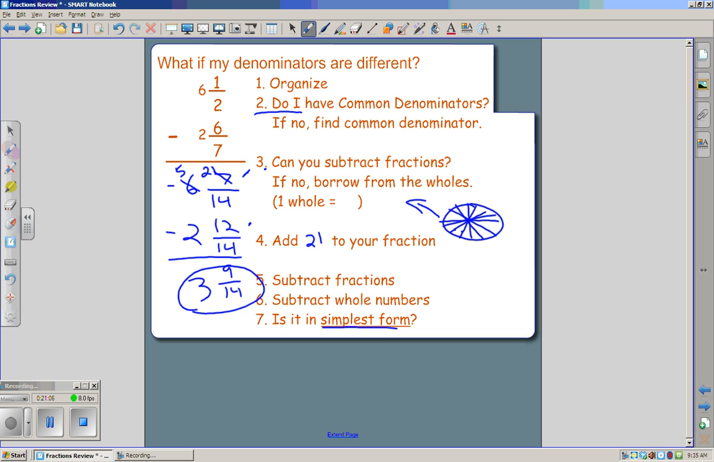There are your steps. We're going to do another practice. Remember, when you borrow, you have to add what the denominator is to your numerator. It's those little pieces that make up the whole that you have to add back in.